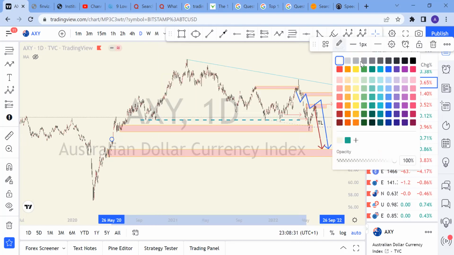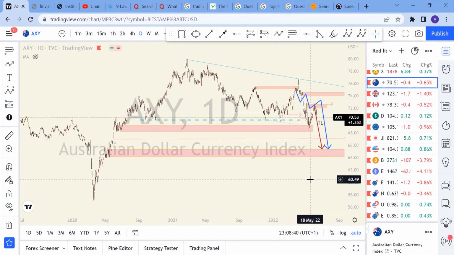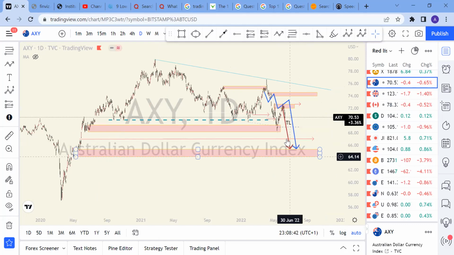Let me just change the color of this. Yes, so if we don't get to see a reaction from somewhere around here, then that means we're coming all the way down into this overall order block down here. So having said that, let's go on to the next one.